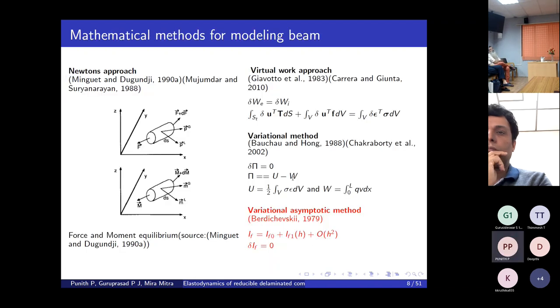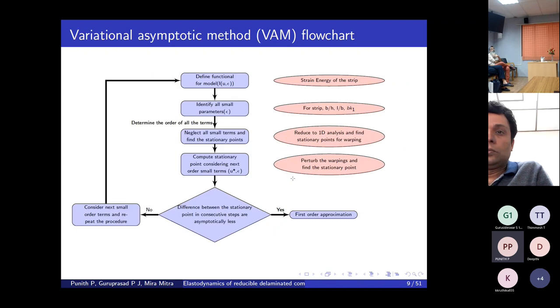Again, based on the modeling approaches, there is the Newtonian approach where we consider the equilibrium of a section to model the beam, and we have the virtual work approach and the variational method. But in this work, we are using the variational asymptotic method as it is easier to obtain a more converged solution for an equivalent beam compared to other models.